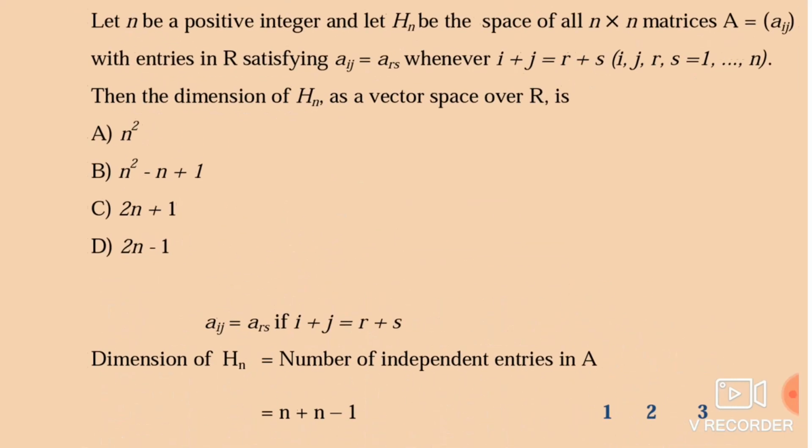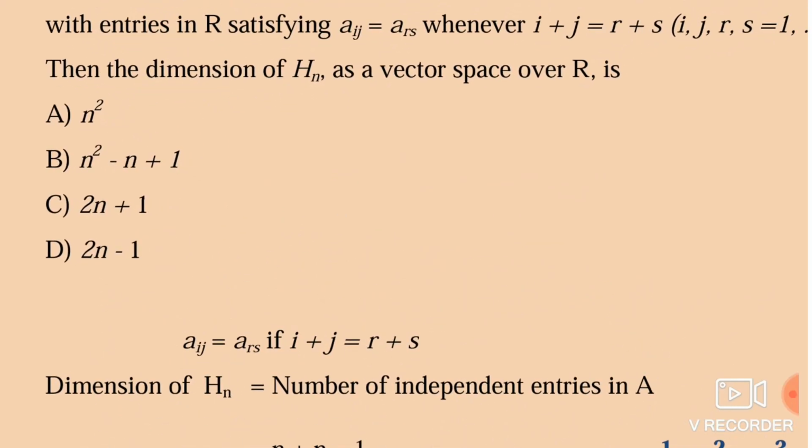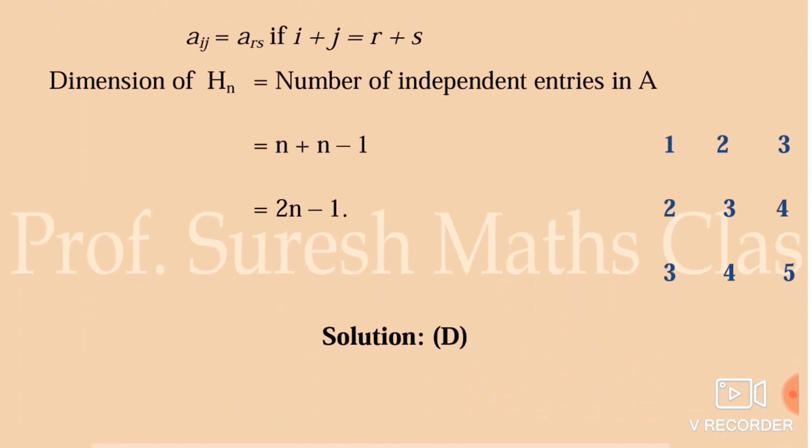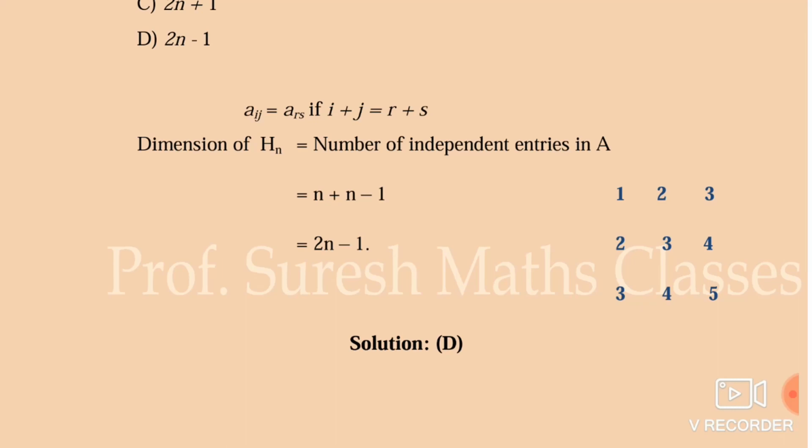Suppose the first option is n square. n equal to 3 means 9 will come. So this is not correct. And then the second one is also not correct. Third one, 2 into 3 minus 1, 5 will come. So here only we get 5. So that is the meaning. So this is the answer. So solution D, 2n minus 1.